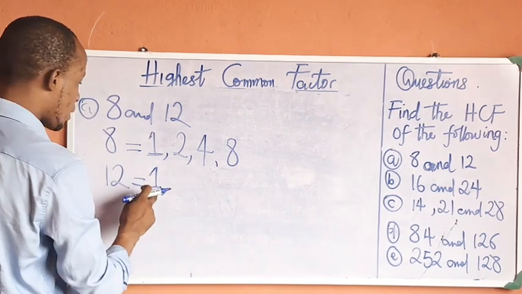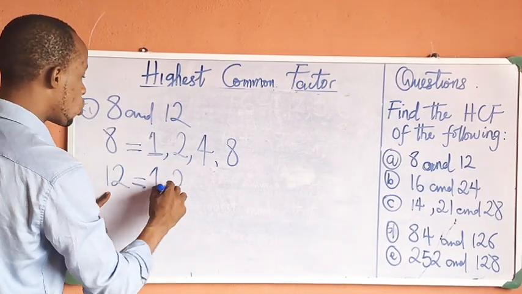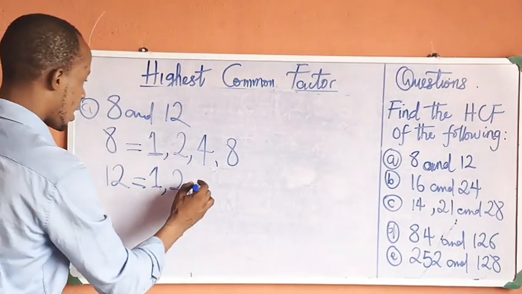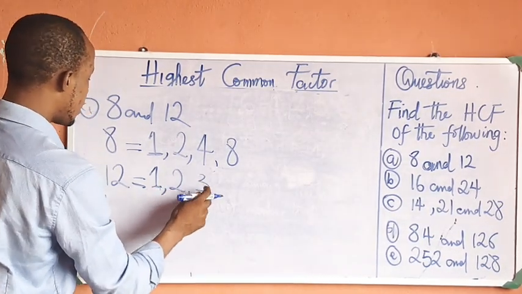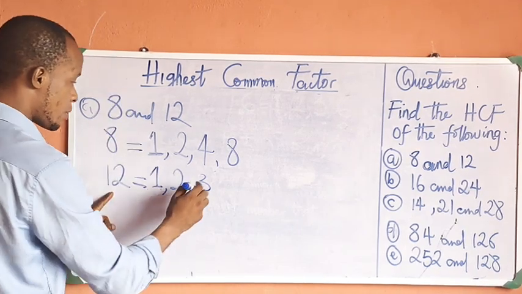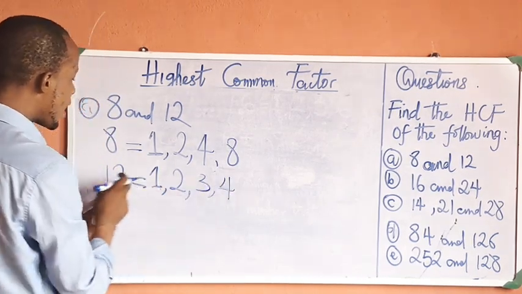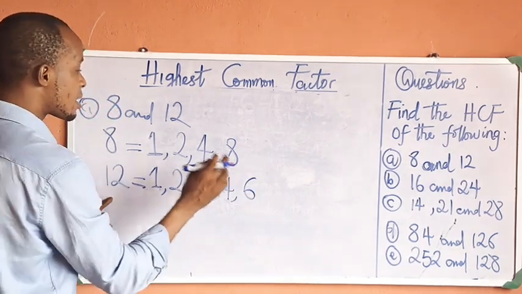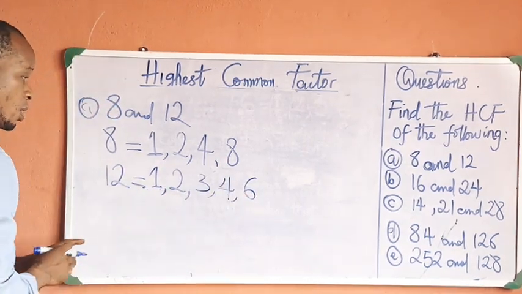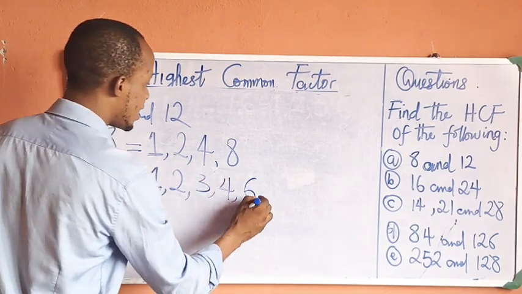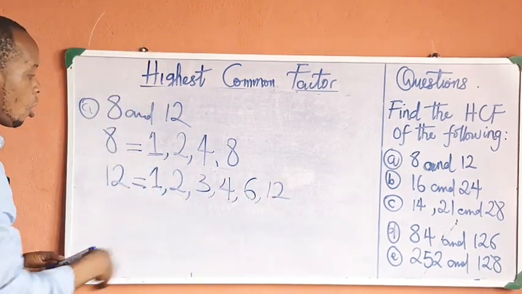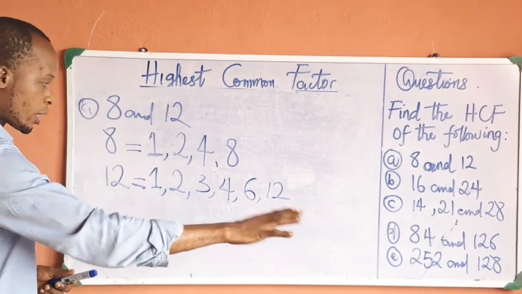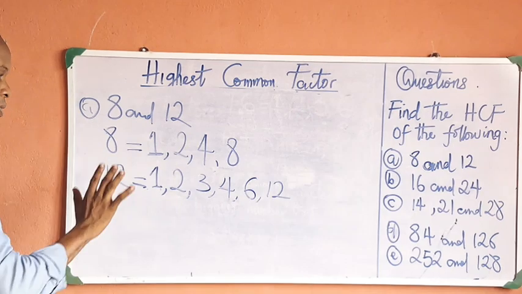Okay, so after 1, what next is the factor of 12? 2 is another factor because 2 can divide 12 without a remainder. And also the next will be 3. 3 can divide 12 4 times without a remainder. 4 can divide 12 3 times without a remainder. The next is 6. 6 can divide 12 2 times without a remainder. And the next will be 12 itself. All these numbers can divide 12 without a remainder.